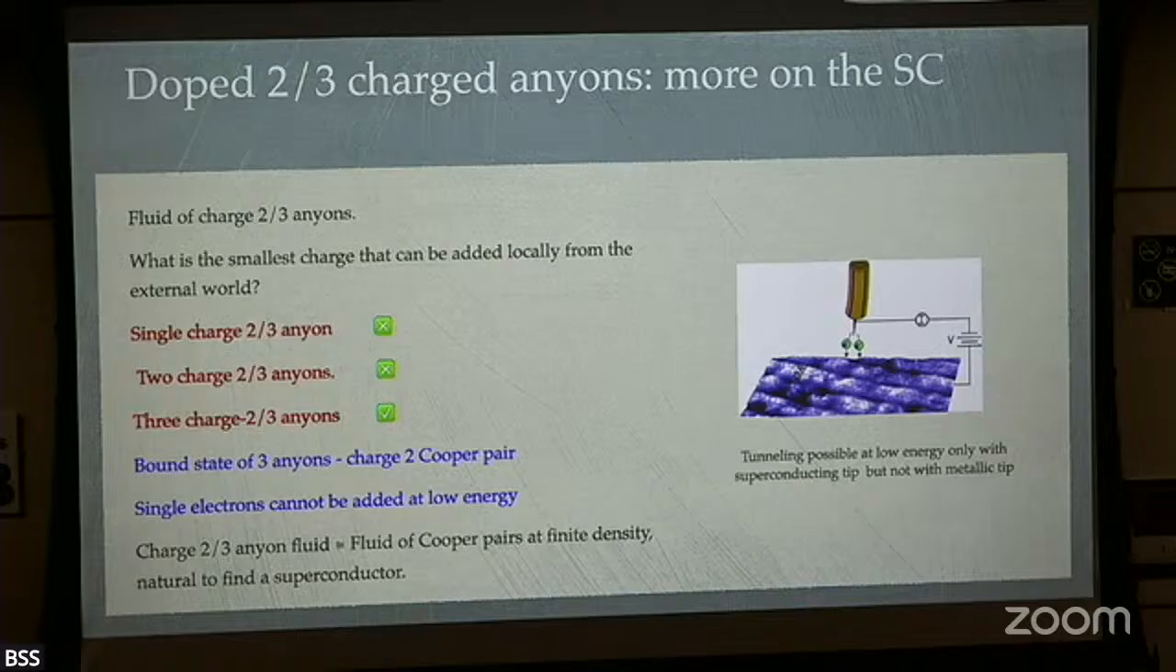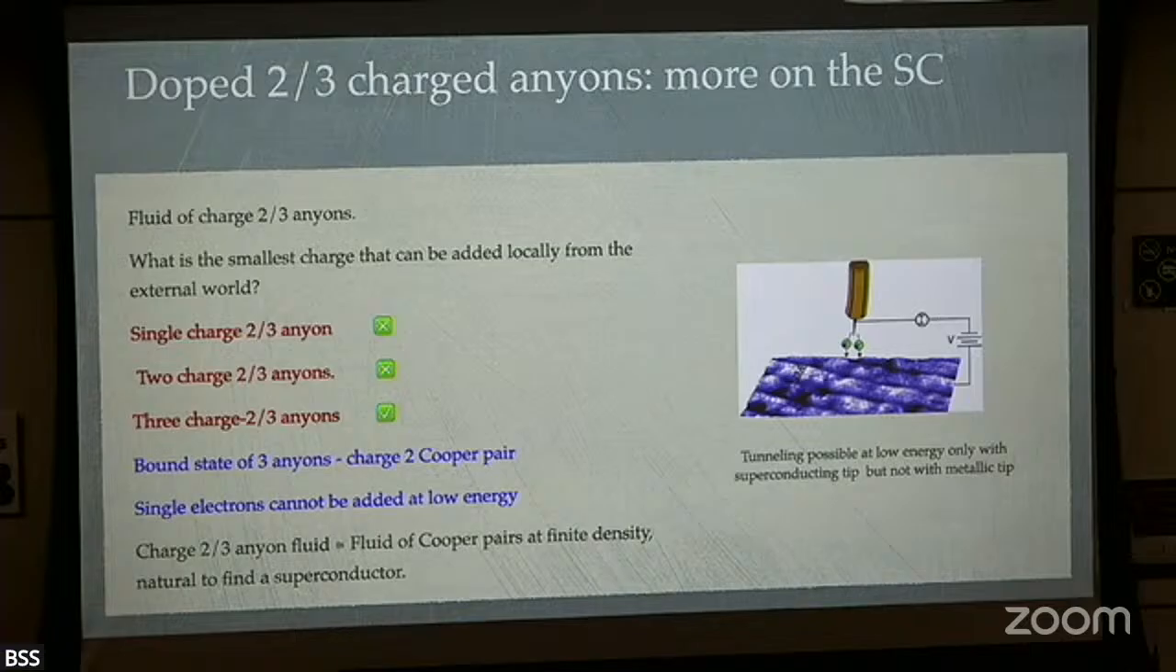So in this fluid of 2/3 anyons, I can't add single electrons at low energy. I can't tunnel in at low bias with a metallic STM tip. But if I come in with a superconducting tip, I stole this slide from Seamus Davis's website. He does have a superconducting tip. Okay, let's imagine it's spin valley polarized, and so on. But conceptually, you can tunnel in with a superconducting tip. The system can accommodate Cooper pairs at low energy, but not single electrons.